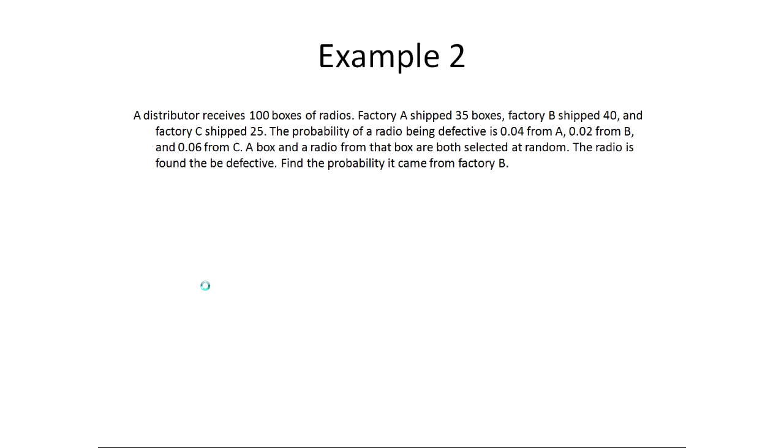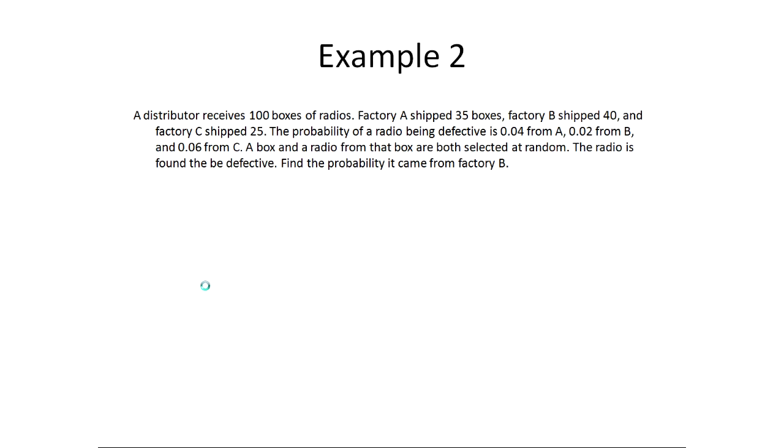So in this case, we're told a distributor has 100 boxes of radios. Okay. Factory A ships some of them, Factory B ships some, and Factory C ships some. All right. The probability of a radio being defective is 0.04 if it came from A, 0.02 from B. So this is saying that some of the boxes are messed up at different factories, and they have different rates of how often that occurs. Finally, we say, okay, a box and a radio from that box are both selected at random. The radio is found to be defective. Find the probability it came from Factory B.